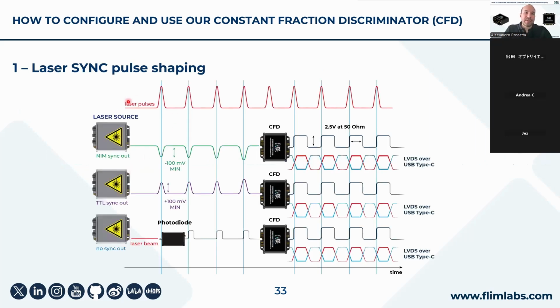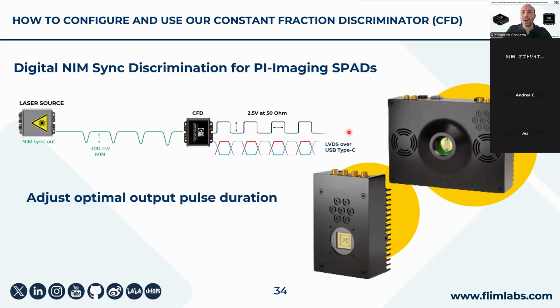The laser sync shaping could be trivial, but the idea is that we take the laser source sync, either negative, positive, or coming from a photodiode, and we can transform it into a LVTTL type of signal at 2.5 volts over 50 ohm load. And one direct use case is the digital laser sync discrimination for the PI imaging SPADs.